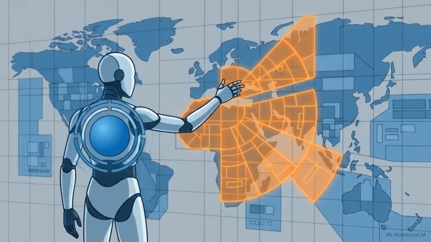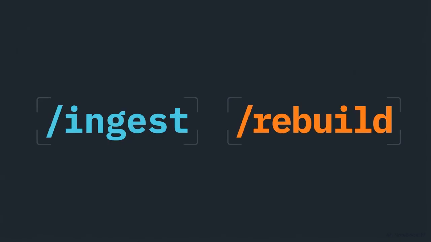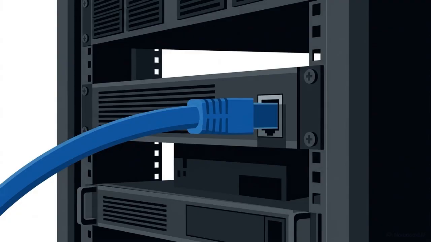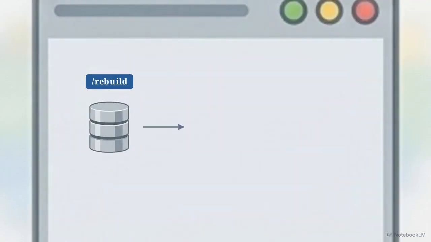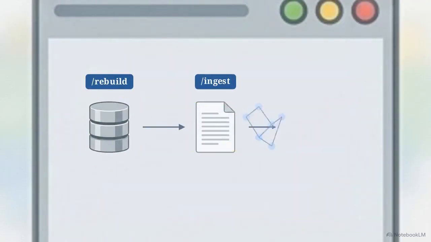The interface also shifts administrative power directly to the user by integrating slash commands right into the chat box. You can type commands like /ingest or /rebuild. Typing those commands triggers the backend agent workflows. If you drop a new PDF into the folder, you can instruct the agent to clean the database, reparse the files, and update the graph without ever leaving your browser.